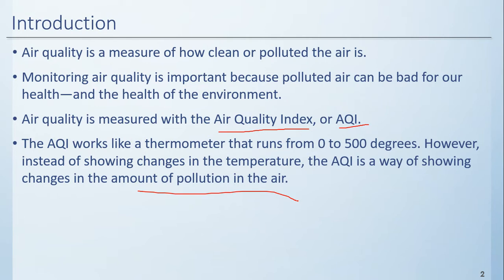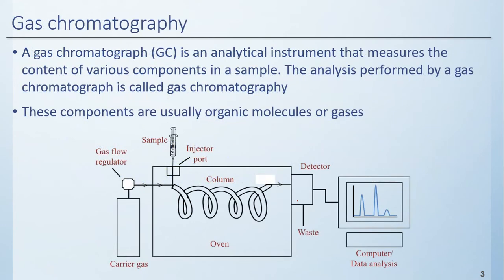Now, in this lecture, we are going to study first about gas chromatography. This is an instrument used for measuring the air quality. Later, we will study about the ORSAT apparatus. The first one is gas chromatography.